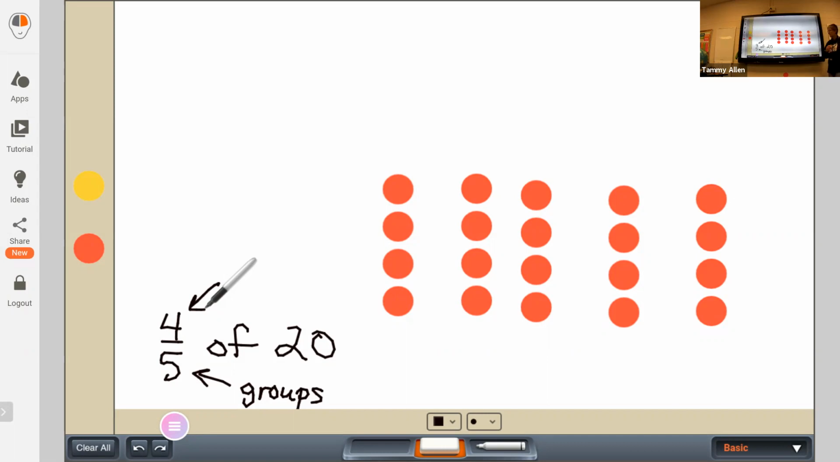This tells us the total number of groups we need. What does the 4 tell us? How many need to be in each group? No. This is the total groups. Total groups. I want 5 groups. What does the 4 tell us? Yeah, this tells us how many groups we want. This is the part of the groups.